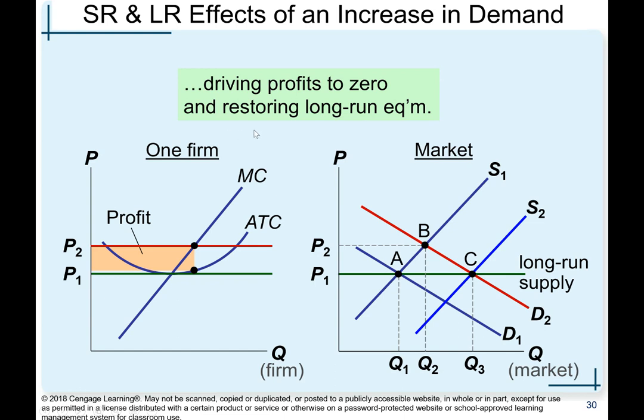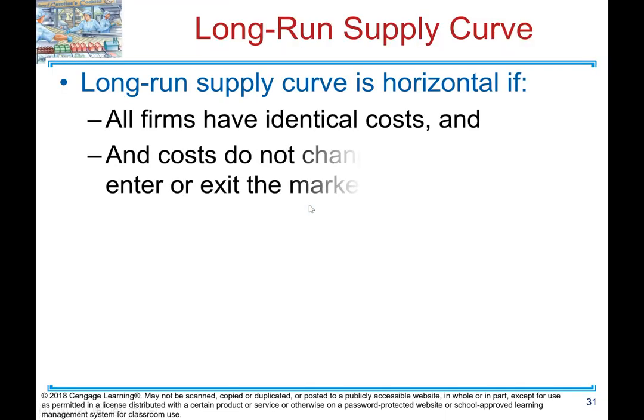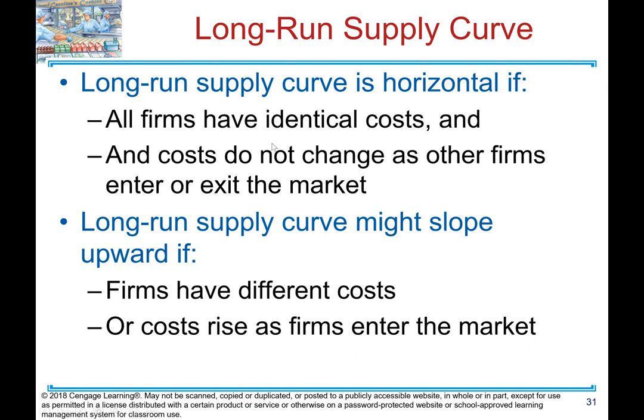In other words, profit is contestable anytime there is a change in the market condition. When profit comes in, other farms will enter, the profit will be bid away, and a long run equilibrium is reestablished. Long run supply curve is horizontal if all farms have identical costs and costs do not change as other farms enter the market. We call that a constant cost industry. Long run supply curve might slope upwards if farms have different costs or costs rise as farms enter the market. We also call that an increasing cost industry.